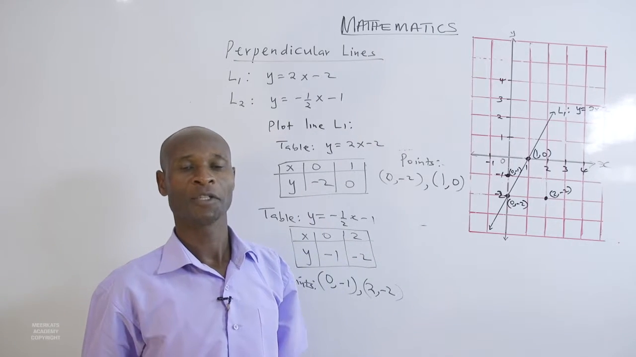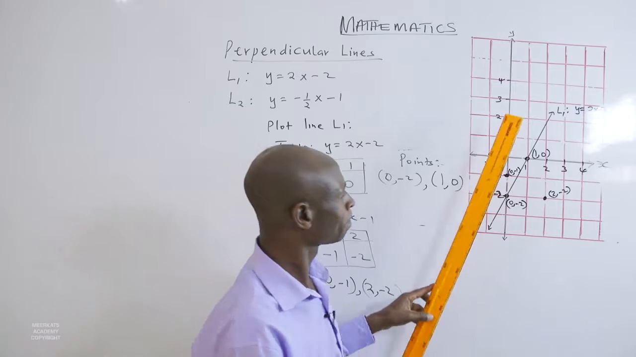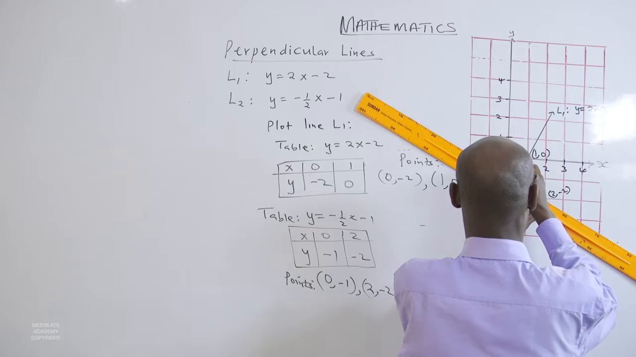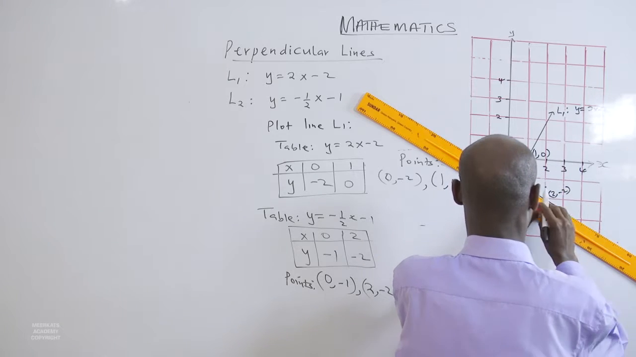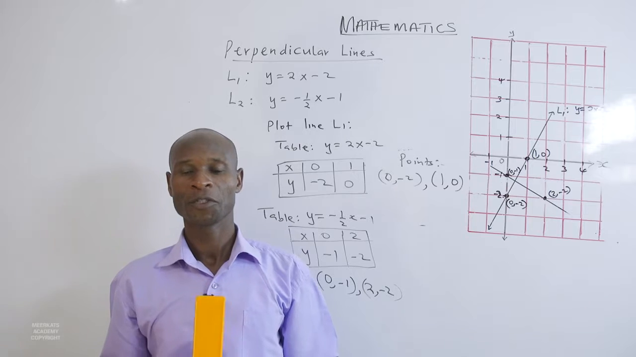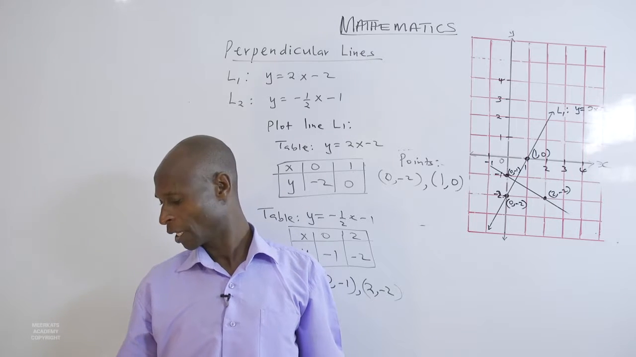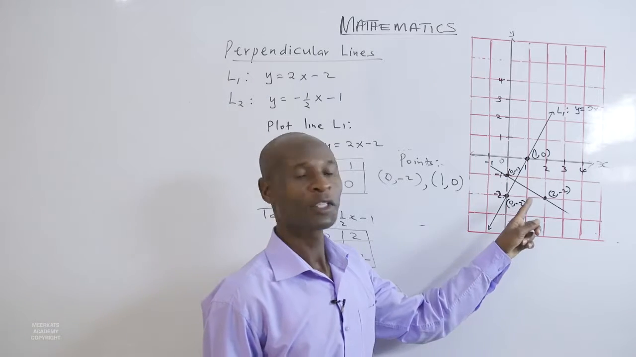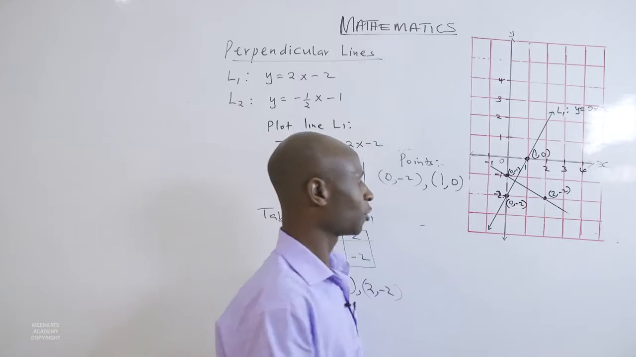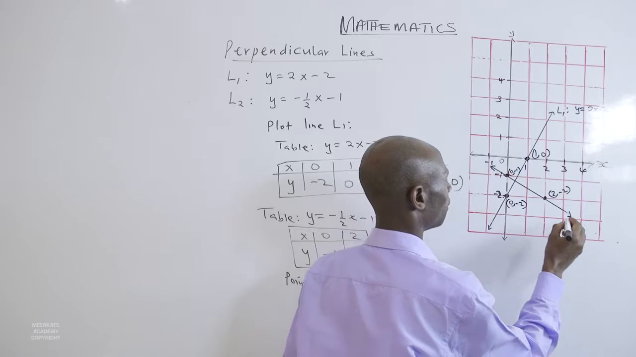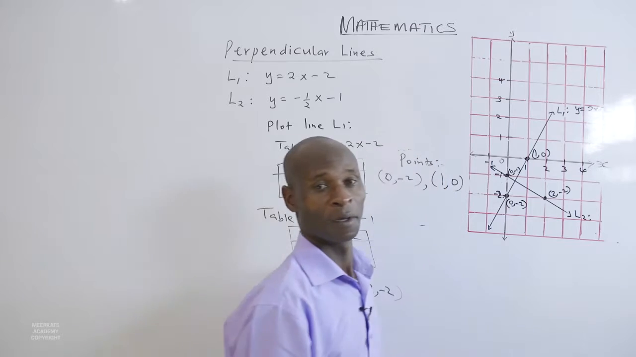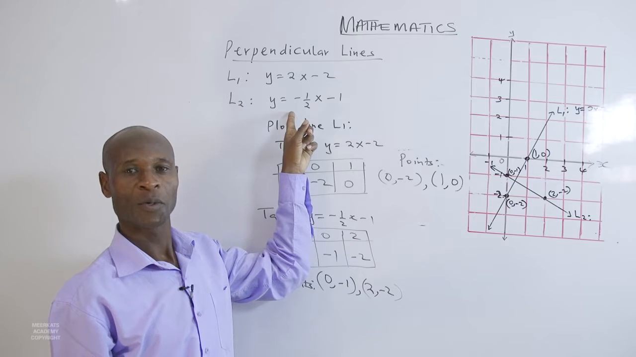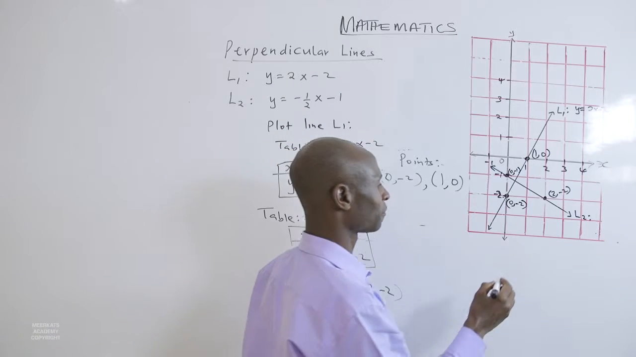We now go ahead and join the 2 points using a ruler to obtain the straight line. Then once we have our straight line, we indicate it as line 2. And the equation of line 2 is y is equal to negative a half x minus 1.